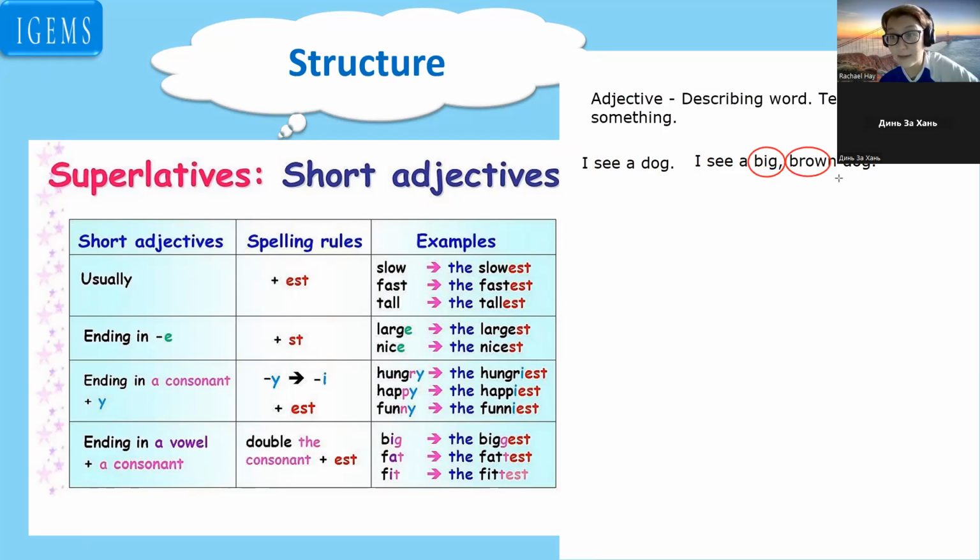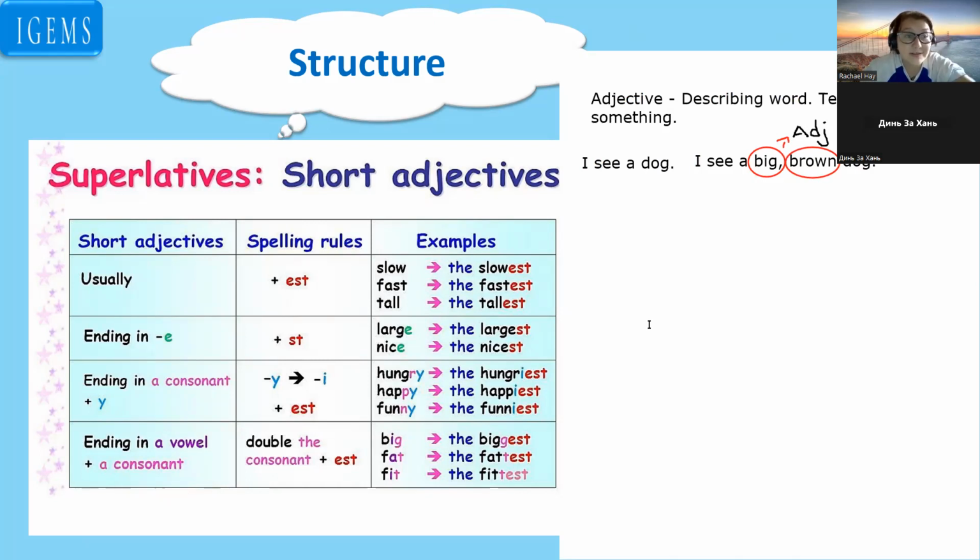So big and brown are, what is big and brown? They are adjectives. Good. I'm gonna just put ADJ. ADJ means adjective. Do you understand? Yes. Okay, very good.